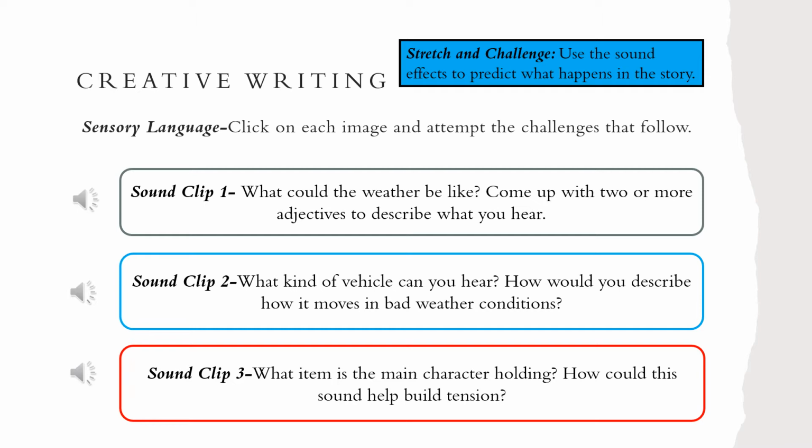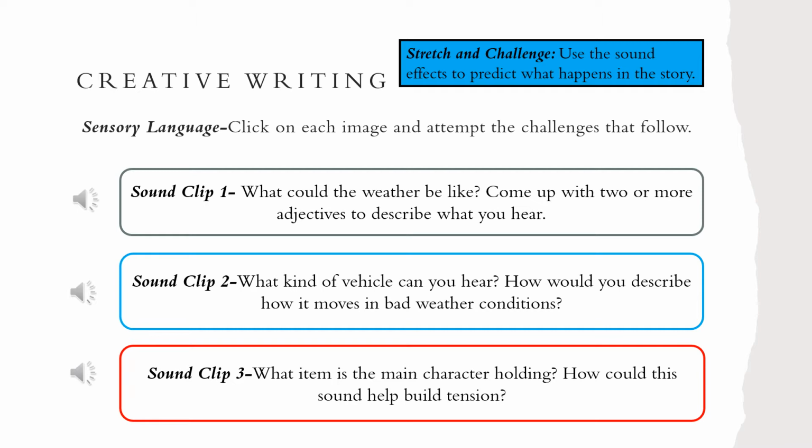When we get onto sound clip number 2, we need to think about what kind of vehicle can you hear and how would you describe how it moves in bad weather conditions. Don't just say that it sounds really loud or something like that. Try and think about being a little bit more creative, a little bit more inventive. Really think about the sounds that are coming through and think about the best way to describe it to help your reader really understand the sounds and the description that's coming through.